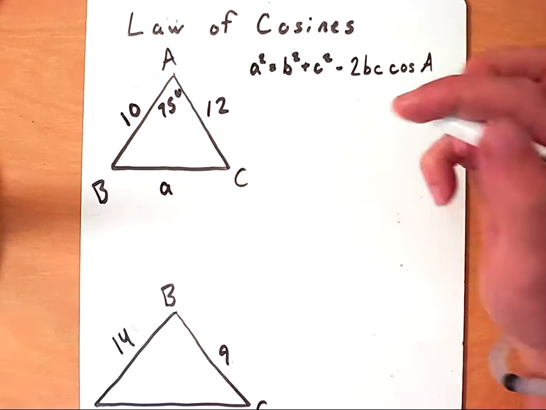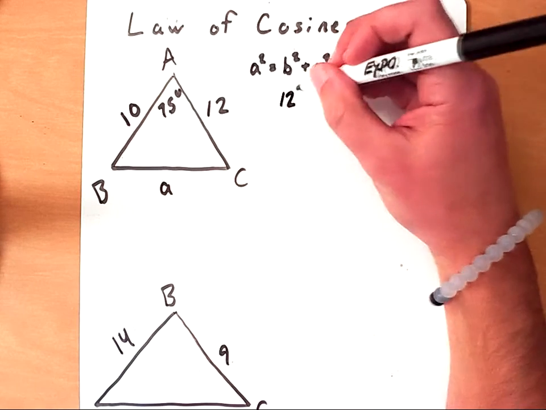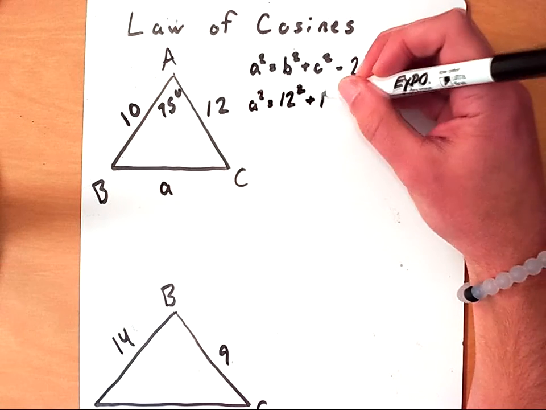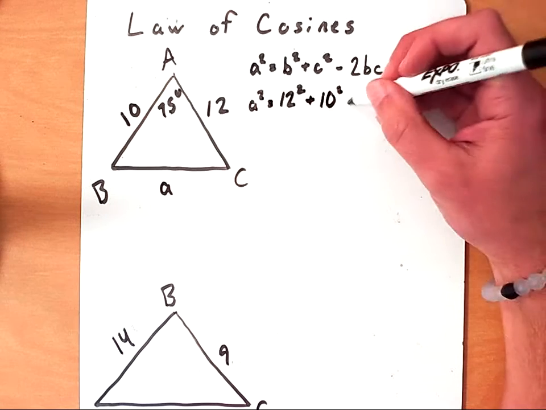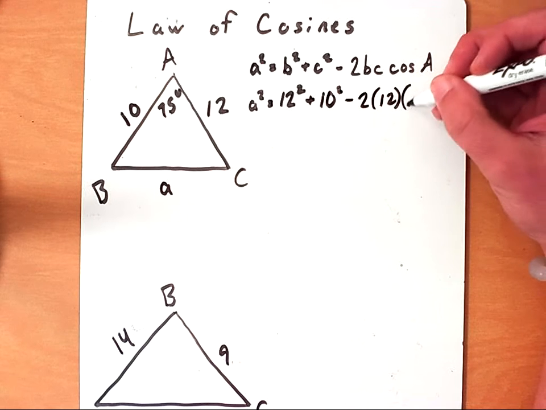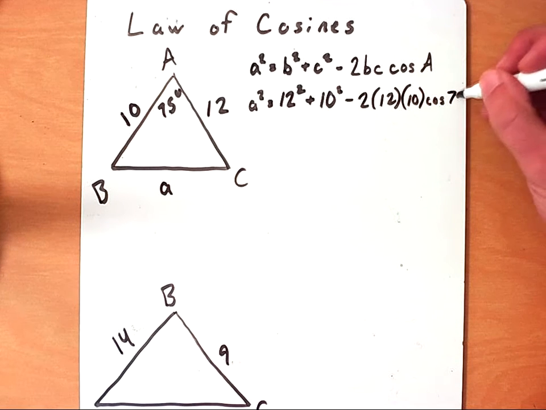Alright, so to solve for side A, we plug in all our given information. Side B is going to give me 12 squared. Side C is going to give me 10 squared. And then I have minus 2 times 12 times 10 times the cosine of 75.